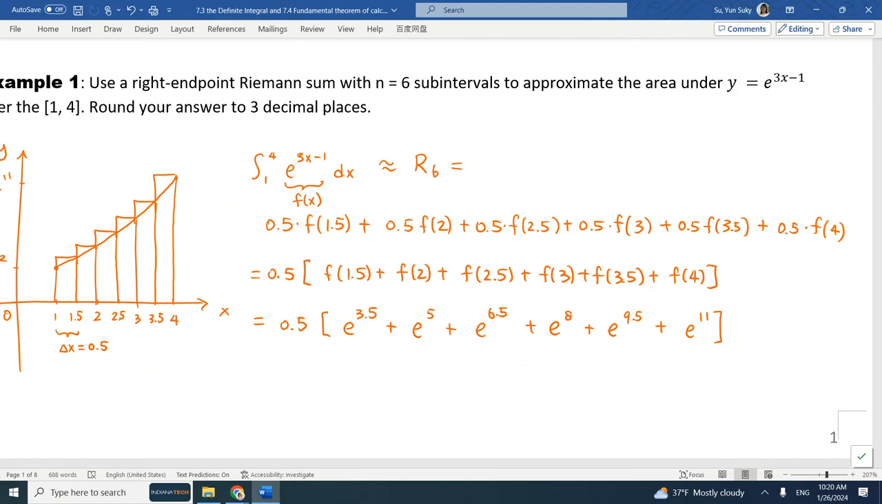Now put this in your calculator. Bring your calculator all the time. What do you get? Give me 3 decimal places. 38,530.748. Thank you. So this is our answer.